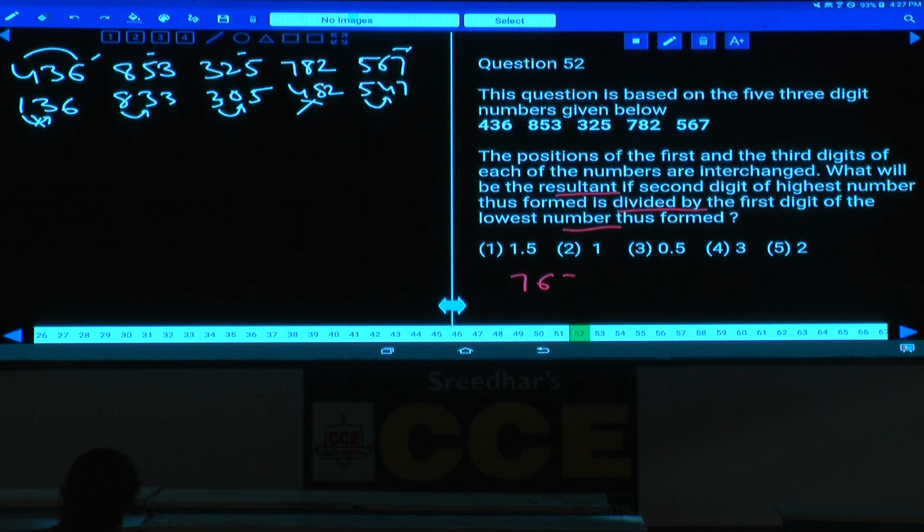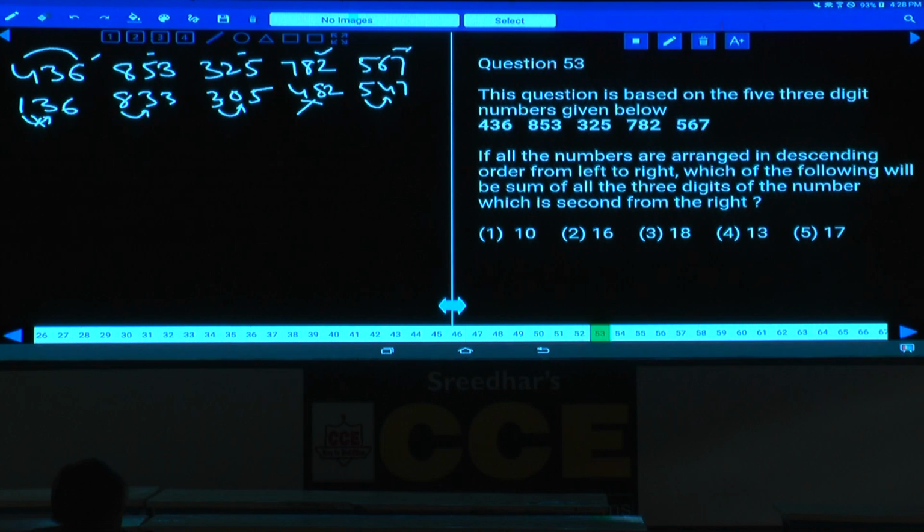767 is the highest number, isn't it? 765 is the highest number. Then what is the least number here? The last digit 2 is least here. And 782, now this will be 200 and how much? 287. Now the question is about what? Second digit of the highest number. Second digit is 6 and divided by the first digit. First digit is 2 and 6 by 2 is how much? 3. That is given in choice 4. Done with this? Now question number 52, choice 4.